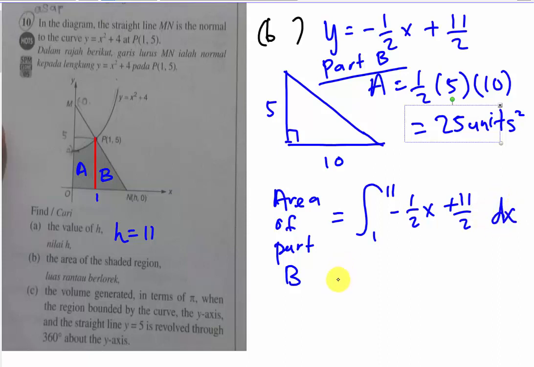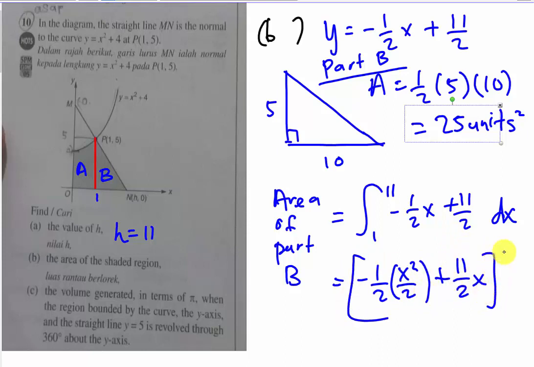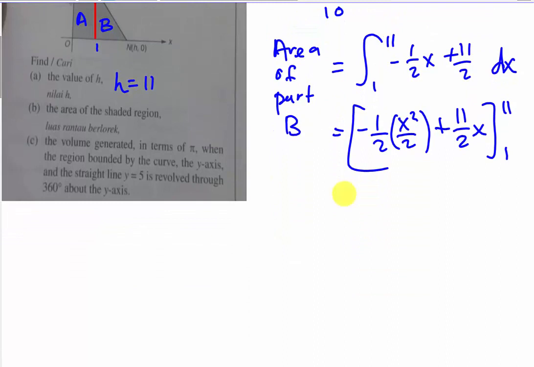Alright, so then I just integrate this one. The integral symbol tells me x power 1 plus 1, divided by the total power, isn't it? So this one will be x squared over 2. Okay, this one is just plus 11 over 2 x. And then I'm going to substitute 11 and 1 into the whole thing here. Then of course, you can do it very fast.